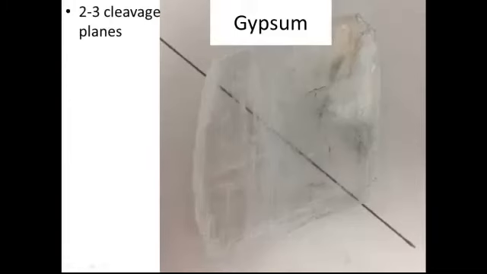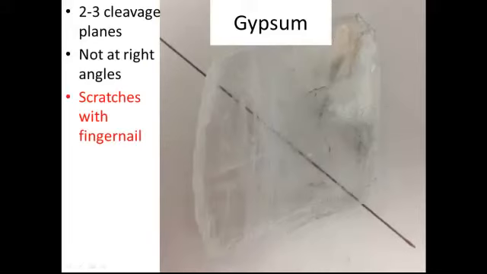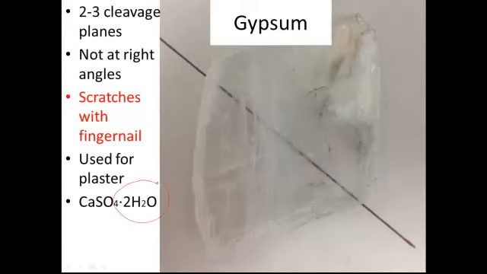Gypsum has 2 really good cleavage planes, but it does have a weak third plane, so it's possible for gypsum to look like a rhombus. However, it's very easy to distinguish gypsum from calcite because gypsum scratches with your fingernail. Gypsum is used to make plaster. In fact, if you look at the formula, you notice that it has water in it. If you want to make plaster of Paris, simply heat up the gypsum and it will remove the water. Add the water, you have plaster.